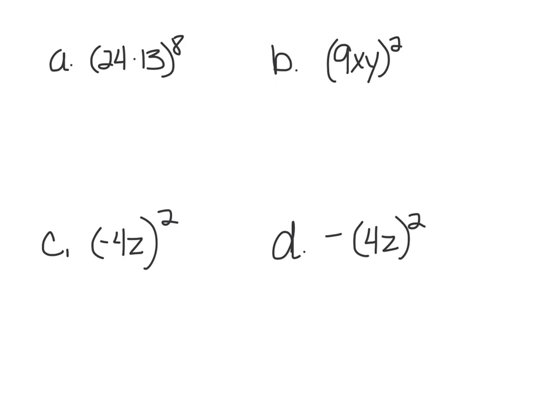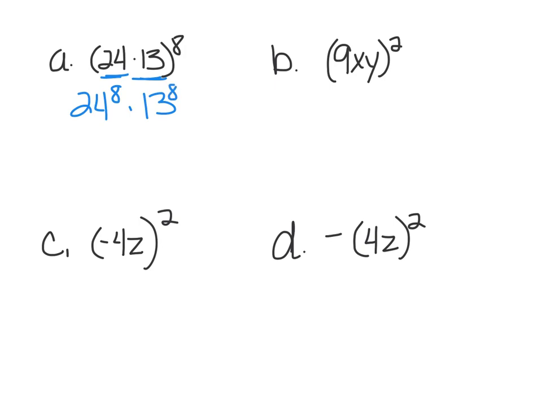Example 3 is on page 491. There are A, B, C, and D problems for example 3. When we look at A, we have 24 times 13, and that product is raised to the 8th. Anytime you have entities inside a set of parentheses and that group is raised to a power, each entity has to be raised to that power. So we will have 24 raised to the 8th times 13 raised to the 8th.